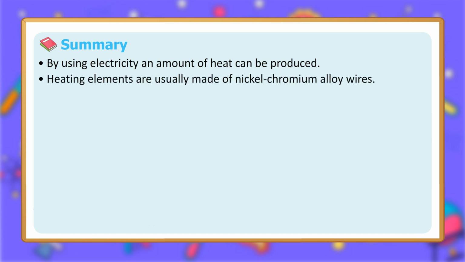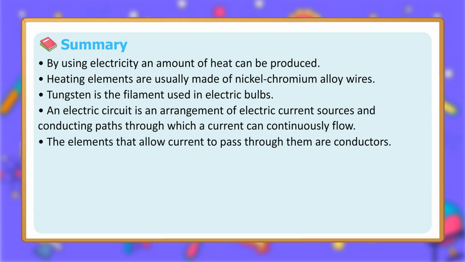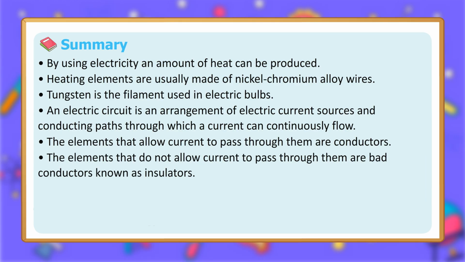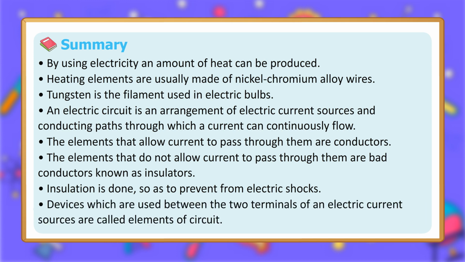Heating elements are usually made of nickel-chromium alloy wires. Tungsten is the filament used in electric bulbs. An electric circuit is an arrangement of electric current sources and conducting paths through which a current can continuously flow. The elements that allow current to pass through them are conductors. The elements that do not allow current to pass through them are bad conductors known as insulators. Insulation is done so as to prevent electric shocks.